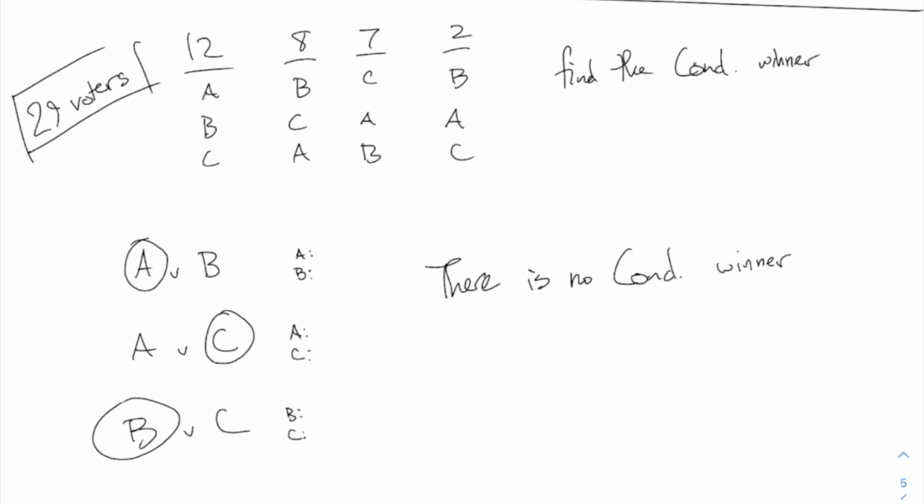And this is the principal reason why nobody uses the Condorcet method in real life, because often there is just no winner. So if you were doing this in real life this way, you would just have to say, I guess it's a tie or something like that. There is no Condorcet winner.